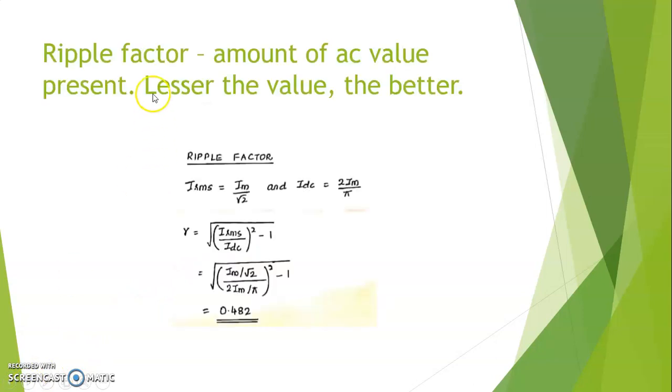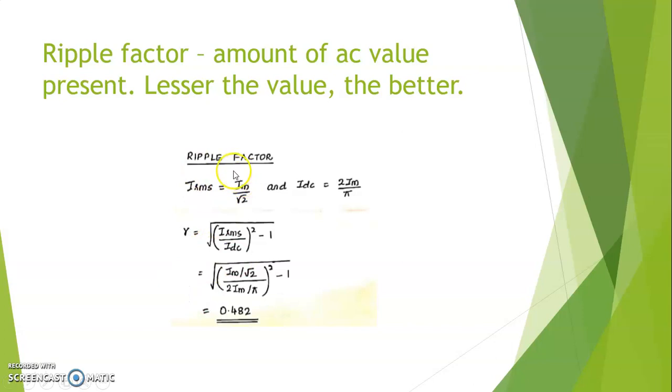Next, another term called the ripple factor, which is the amount of AC value present in the waveform. So the lesser the value, the better. That is because our ultimate aim is to convert from AC to DC. So if this value is smaller, it means that our AC content is lesser and it is much better.